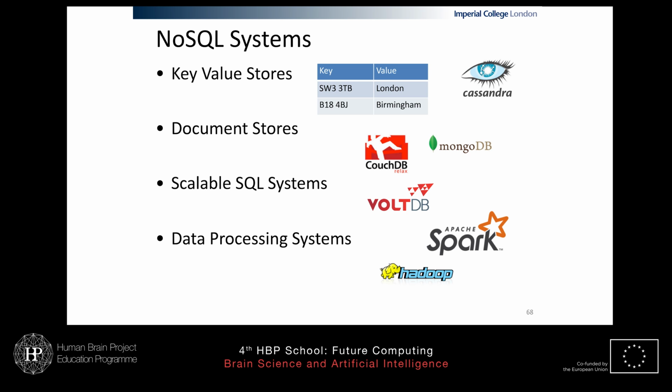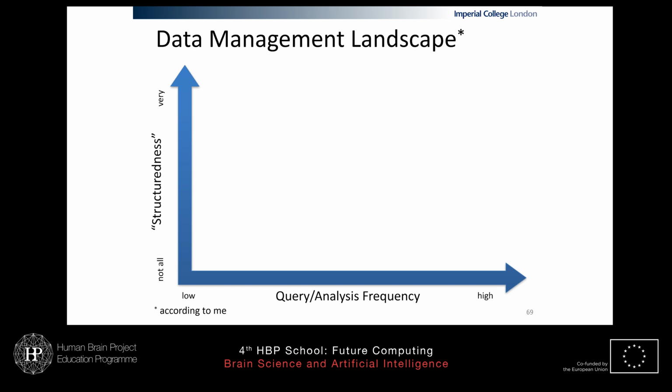So the one slide I really want to show is this one here, which is the data management landscape, which is supposed to give you one perspective on all these products, and there are many more, right? I haven't, by no means, mentioned all of them, right? But I just want to give you a few pointers in this space, because there are so many products with so many funny names these days, right? So this is one way of looking at this. What I've done here is I looked at the query or analysis frequency as well as the structuredness, right?